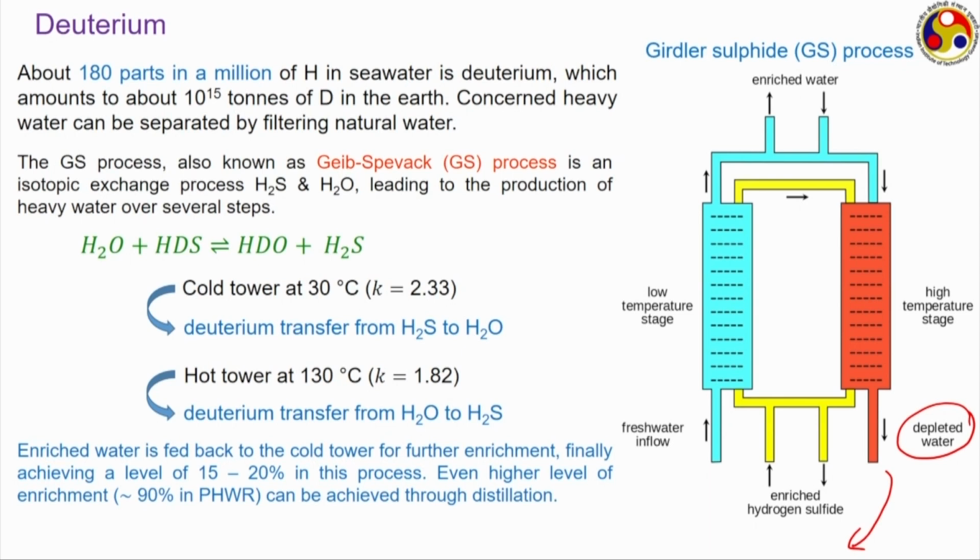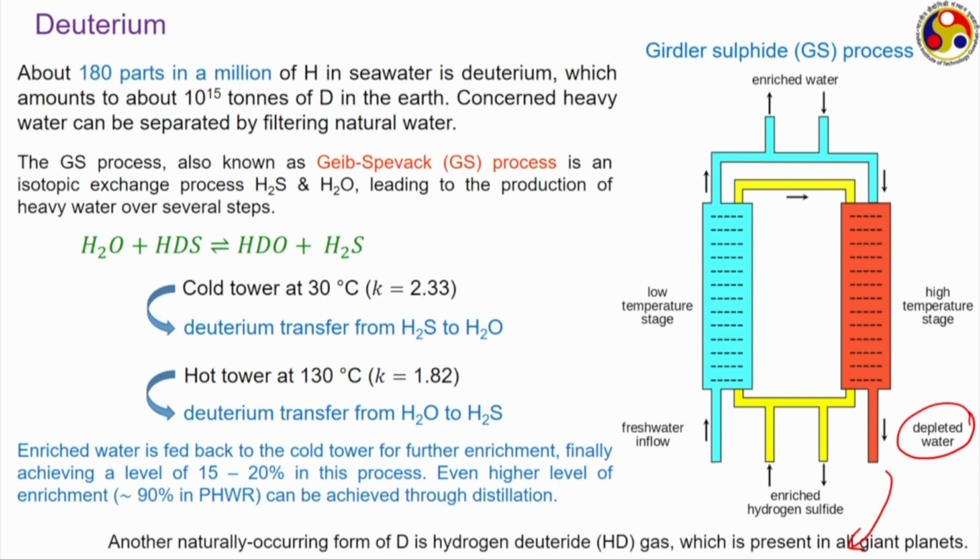But in nuclear reactors we occasionally need a much higher level of enrichment, and for that purpose we go through the distillation process, by virtue of which we can reach something in the range of 85 to 90 or even higher percentage of heavy water, which is used in PHWR or other heavy water based machines.